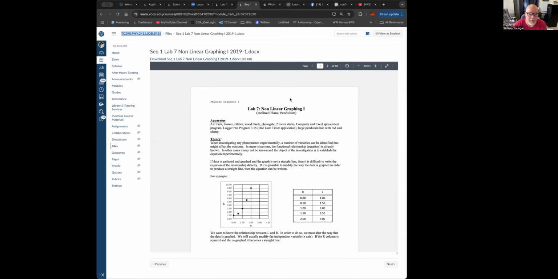So what we're doing today is nonlinear graphing. We've talked to you numerous times. We did linear graphing one, we did linear graphing two. Both of those were cases where variables didn't necessarily automatically lend themselves to a linear representation. For instance, y equals mx plus b. That's a linear representation, y being the dependent variable and x being the independent variable.